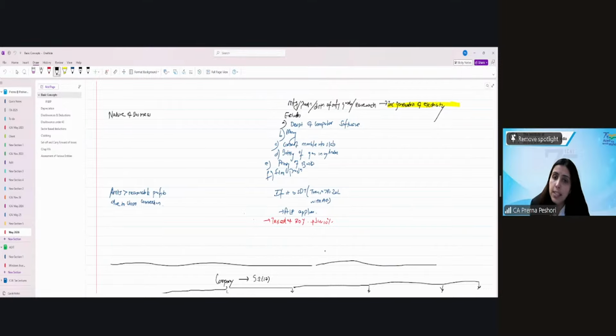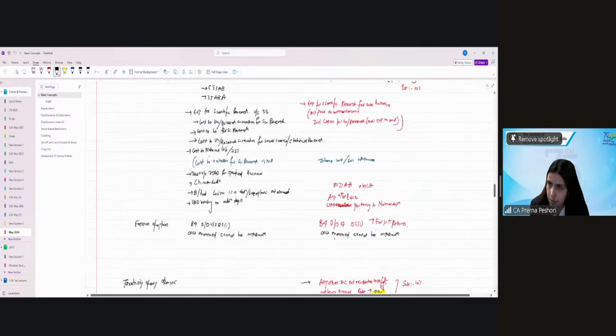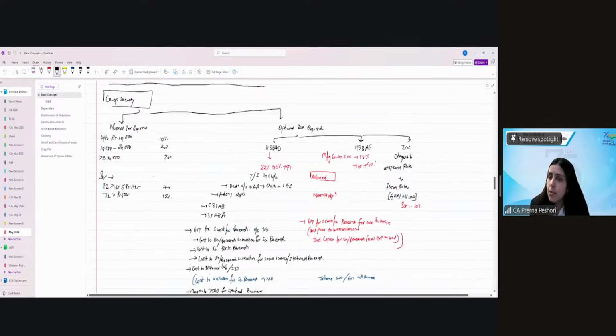And any unreasonable profits will be taxed at 30% plus surcharge of 10%. And any other income chargeable at special rate will be taxed at special rates.